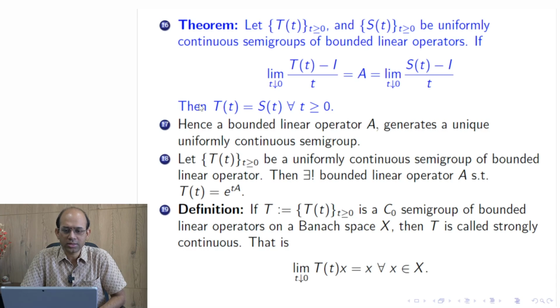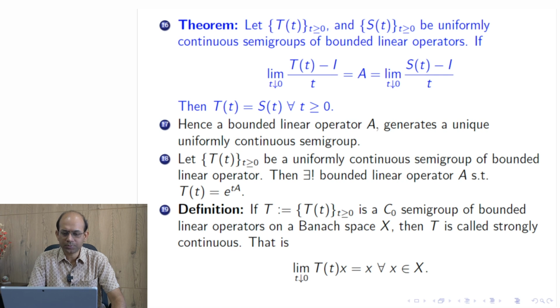In the previous class, we have seen this theorem that when one has one bounded linear operator A, then that operator A can generate only one single uniformly continuous semigroup. This is the theorem which we have already seen in the last lecture. So a bounded linear operator A generates a unique uniformly continuous semigroup. This is the statement of the theorem.